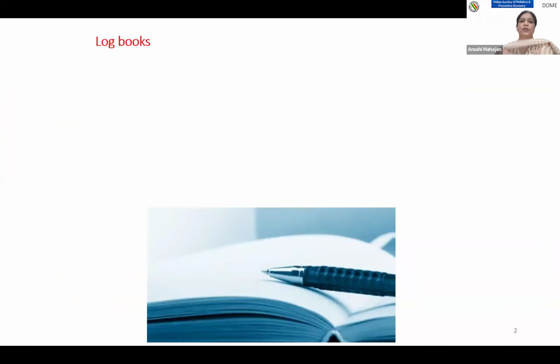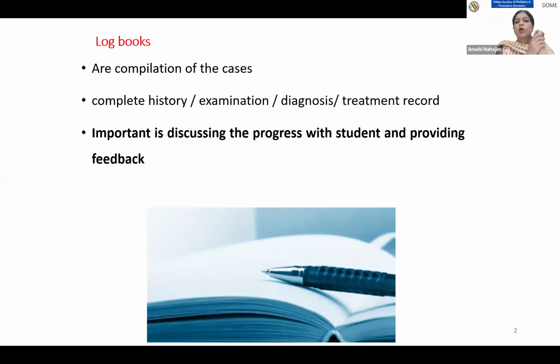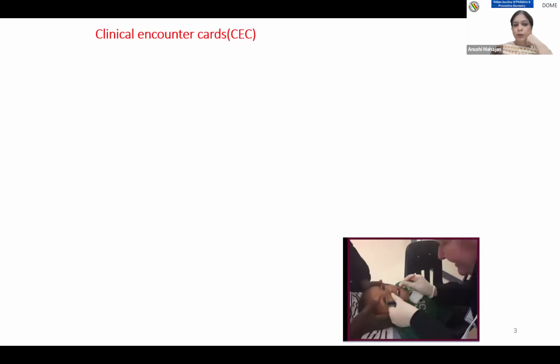So we've already discussed TOPS. Now we come to logbooks. So a logbook is basically a compilation of cases. It could involve a complete history, physical examination, diagnosis, and the treatment record of a patient. Most of you would be saying that we are already using logbooks. Yes, we are definitely using them. But what is important is whether we are providing feedback to students or not. Logbooks have relevance only when proper feedback on their progress is also given to the students.